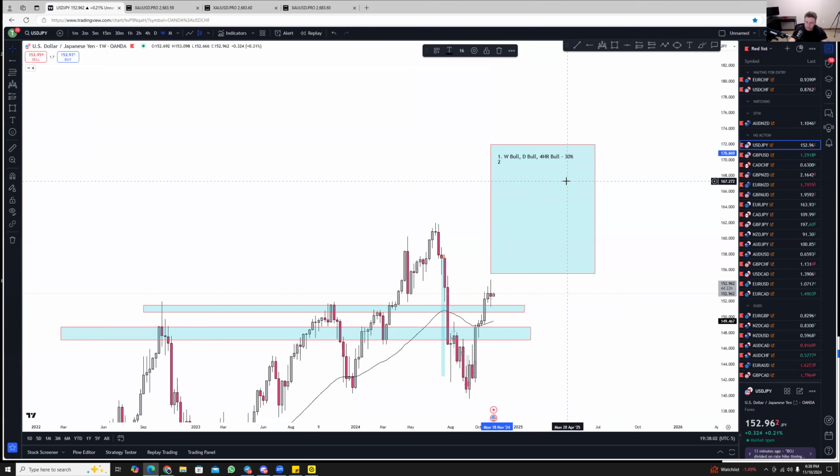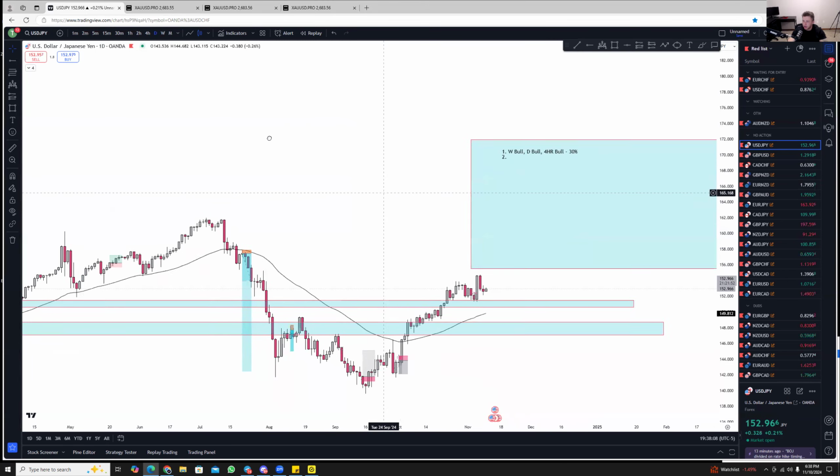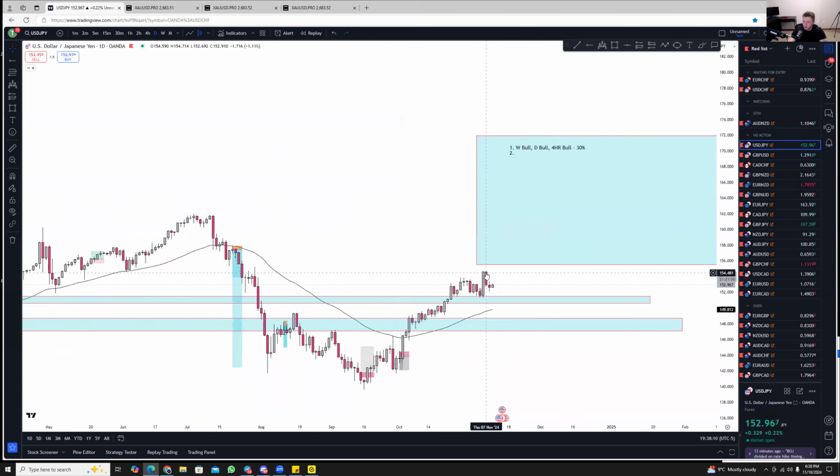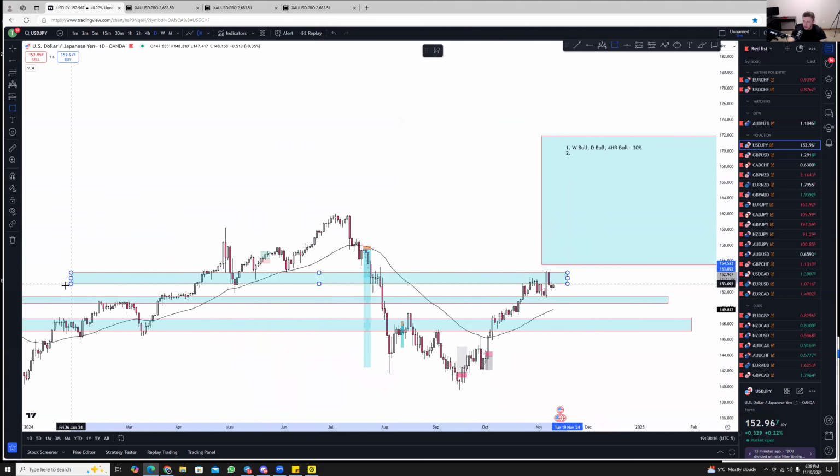Next, part two. Let's go to our daily time frame here and get our areas of interest. Higher high, higher low. Here's your area of interest here, like so.